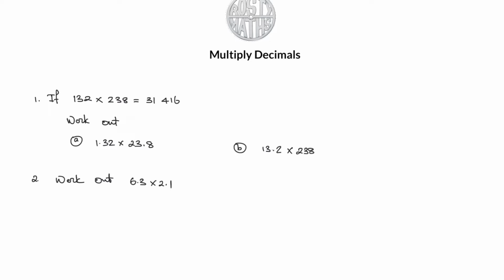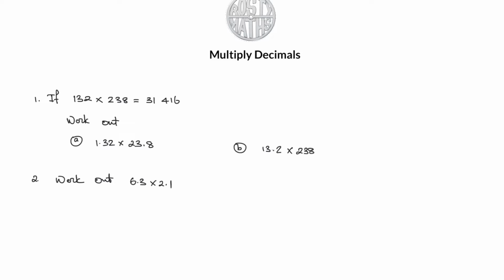All right. Now, first of all, let's deal with a question where they would give you certain information that you're going to use to work out other things, and it will show you the beauty of our number system. So, if you already know, or if they tell you in the question that 132 times 238 is equal to 31,416, then they say work this out and work that out. Have a good look and see what's changed.